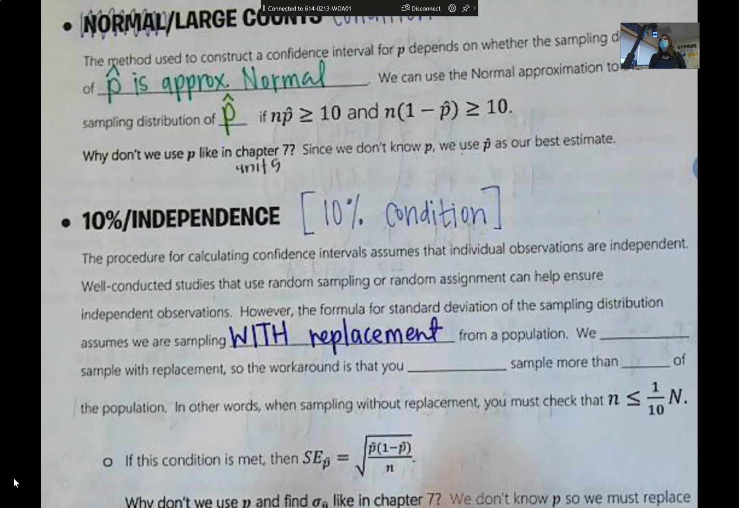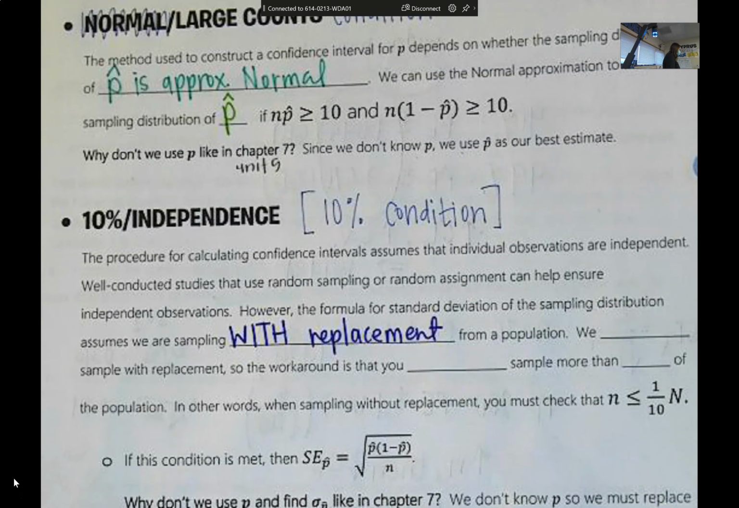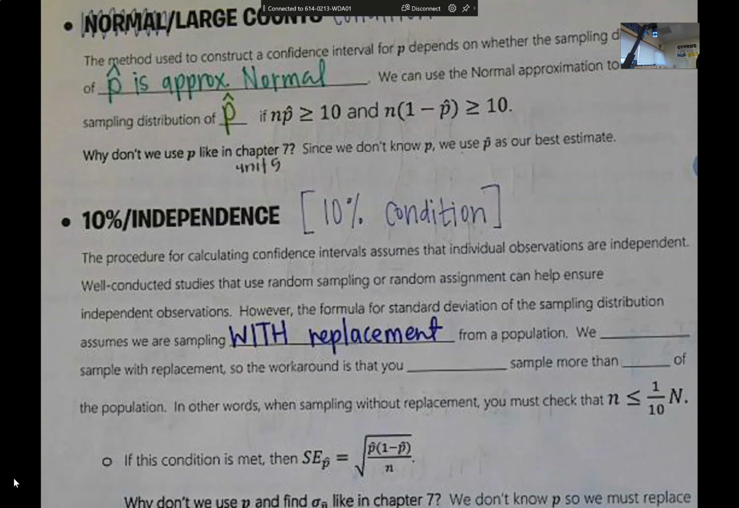So what that means is we take a sample of 50 people. So let's say we put all their names in a hat. We have 200 names in a hat, and we want to randomly select 10 names. This procedure for finding a confidence interval is assuming that you put those 10 people back in the hat and then shake it and draw another sample of 10 people.